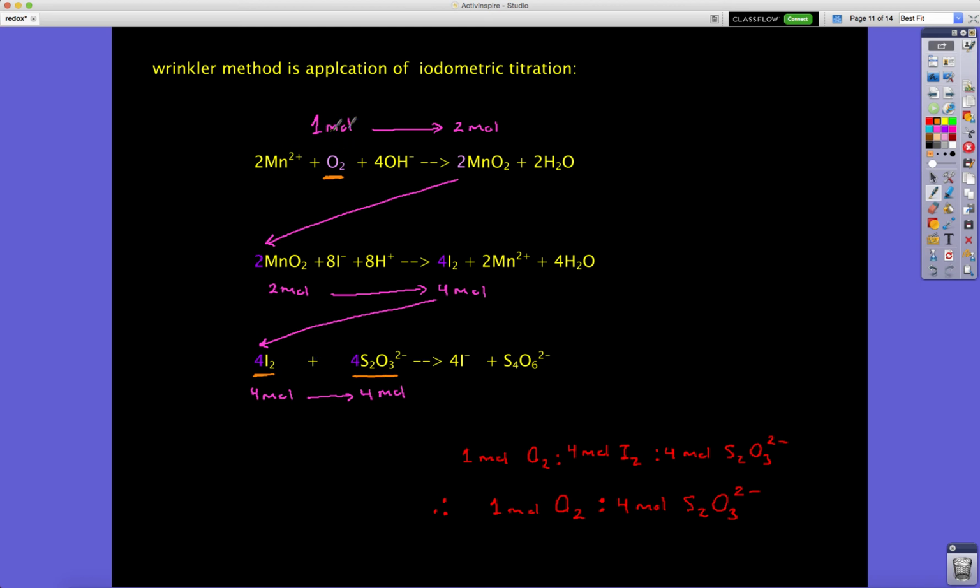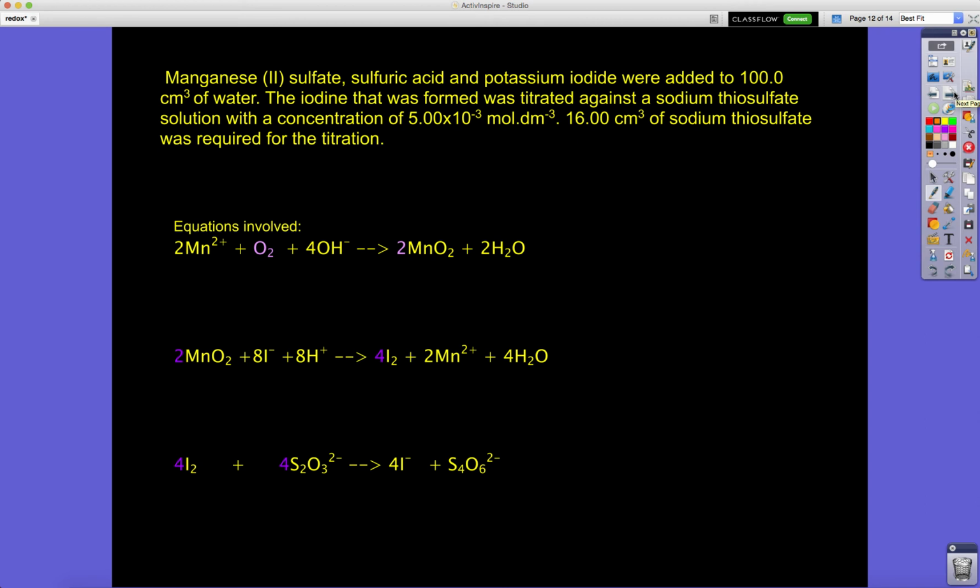And if you follow it, it is 1 to 2, then 2 to 4 and 4 to 4, that means 1 mole of oxygen is proportional to 4 moles of iodine and needs 4 moles of thiosulfate. So eventually, this is the relationship that is important. Every 1 mole of oxygen requires 4 moles of thiosulfate. So we can use this information to work backwards and tell you how much oxygen we have, if we have this information. Now let's look at a typical question that you will be exposed to.